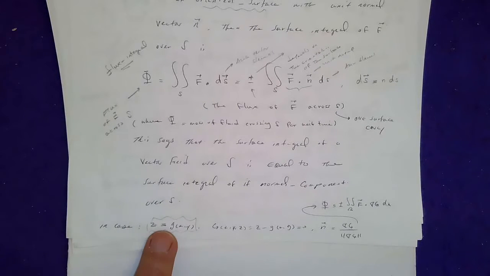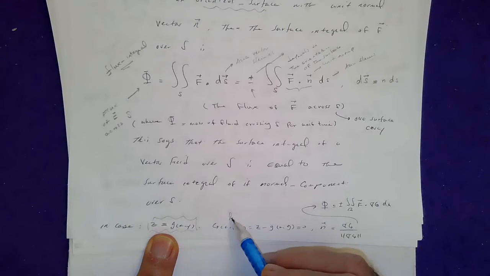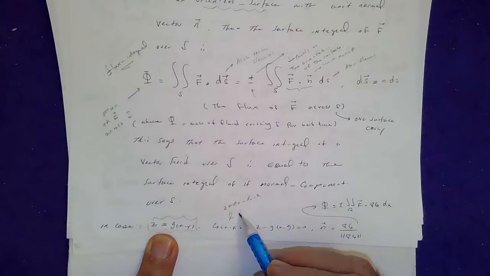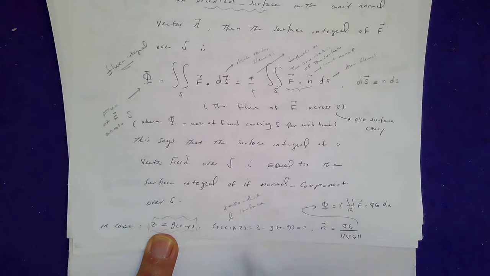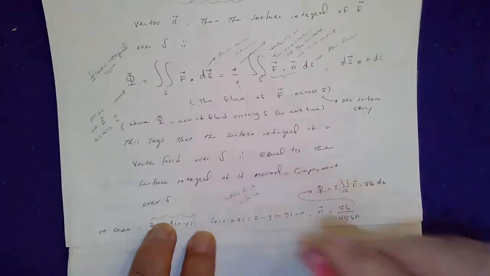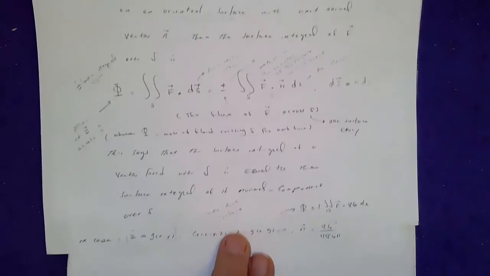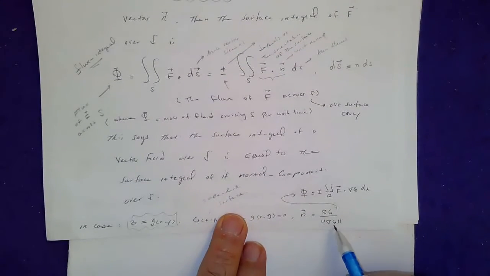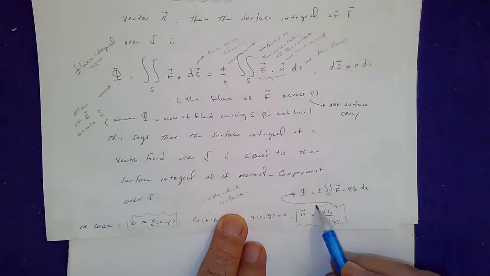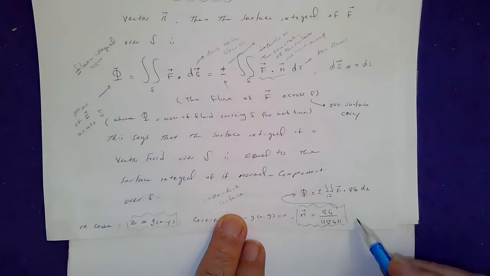In that case, what you do, you set this equal to 0. So then you get a capital G function, which is z minus g of xy equals 0. So this is called the zero level surface. Is that right? And what you do, you take the gradient of this function, and lo and behold, divided by its magnitude, and that would give you the unit normal vector to the surface S.